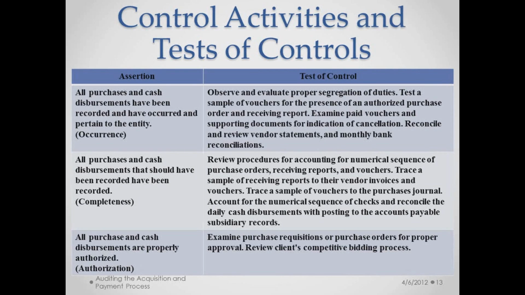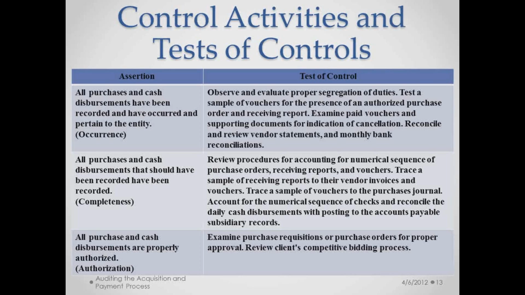Some tests you could look for is numerical sequence of purchase orders, receiving reports, and vouchers. Take a sample of receiving reports, right? Because receiving reports are what triggers a liability, recognition of a liability. So this is going to be your sampling unit. So trace the sample of receiving reports back to the vendor invoices. And vouchers. Trace a sample of vouchers to the purchase journal. Account for the numerical sequence of checks. So those would be some things.